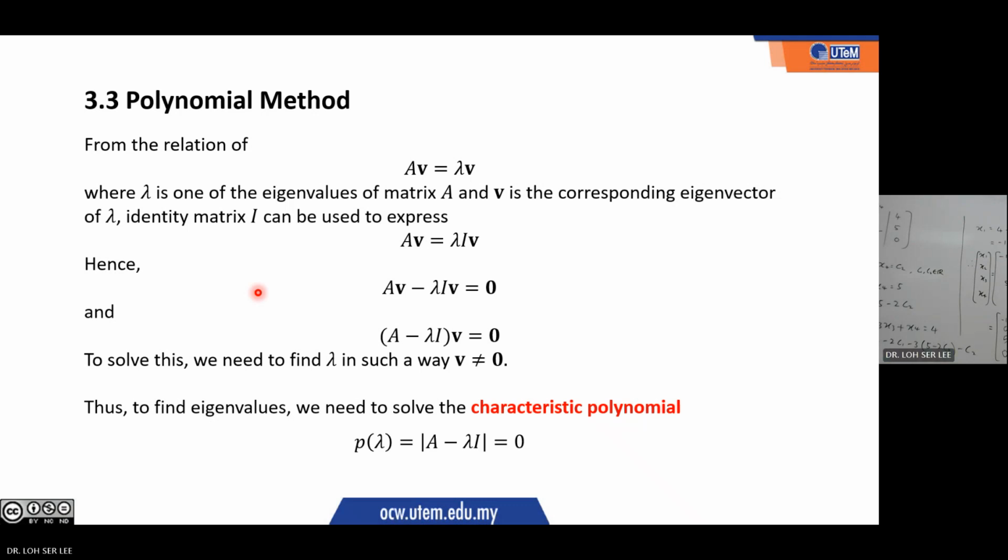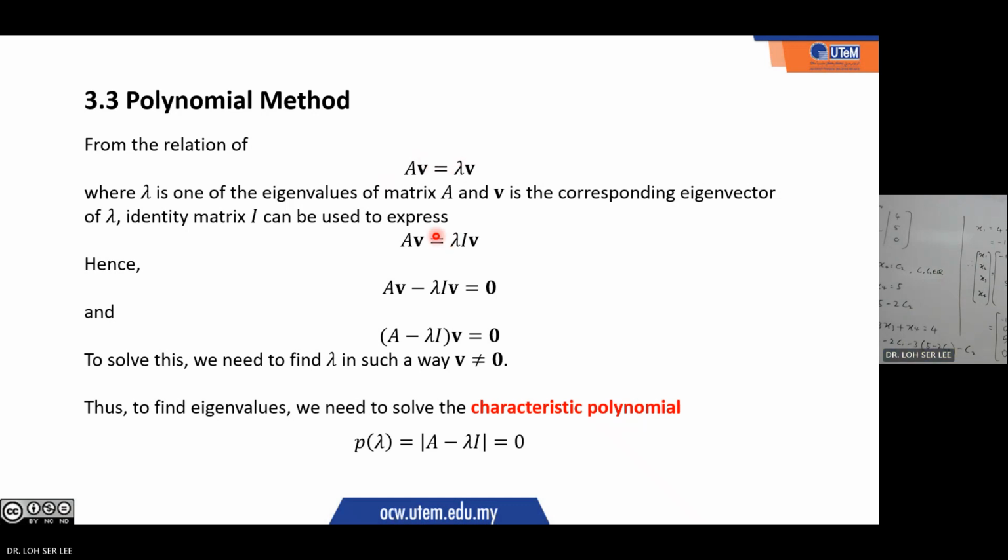Okay, now we continue with the polynomial method. So from this relation, we know that lambda is the eigenvalue, v is the eigenvector. From here, we want to solve this equation to obtain the lambda and also v. Since there are two v's here, they are the same v. So we want to move this term to the left and factorize the v. Okay, we want to solve for the v.